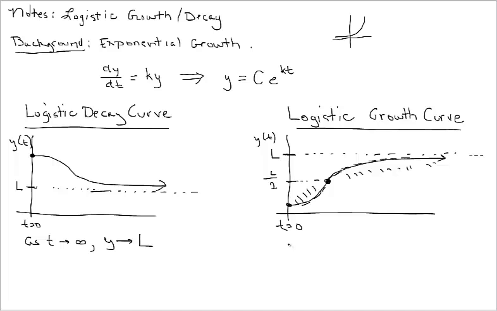Coming down here, kind of putting some notation to what we see here. As time goes on, the y values, y of t, whatever, are going to approach L. So these are just representations of logistic decay and logistic growth situations.